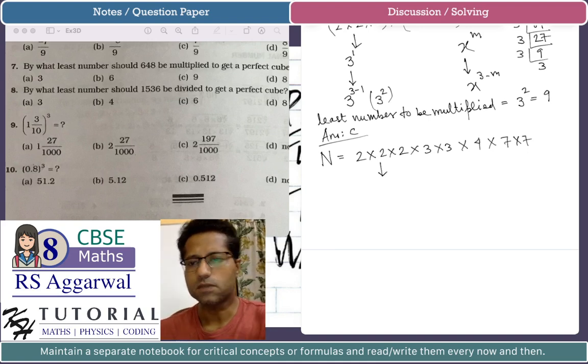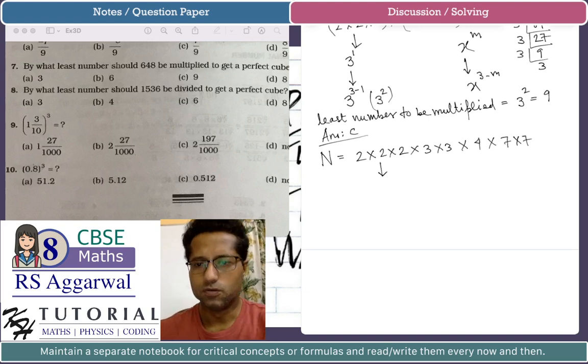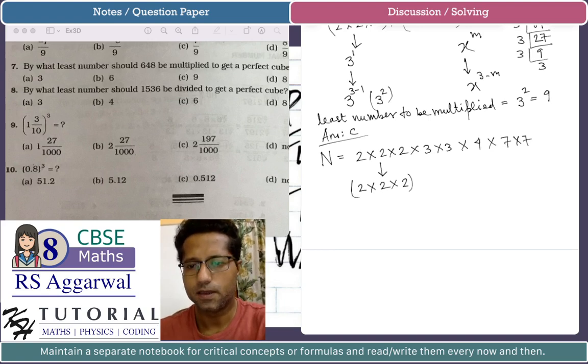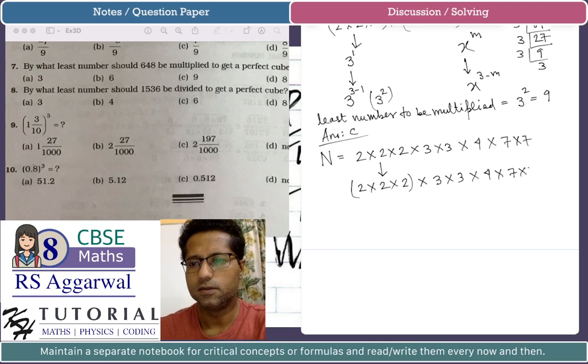Now we are asked to find the least number that needs to be multiplied with this number n to make it a perfect cube. So we have done the prime factorization. Now we will form the triplets from the prime factors, and there will only be one triplet of equal factor, where the equal factor is 2, and all the other factors will not be part of any triplet.